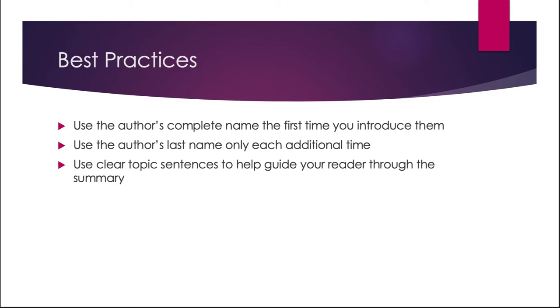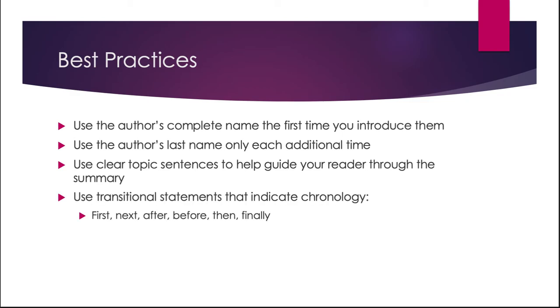You want to make sure you have clear topic sentences to help guide your reader through the summary. You want to make sure that you're using transitional statements that indicate chronology. First, the author does this. Next, the author discusses that. After they establish this, they move on to their next point.